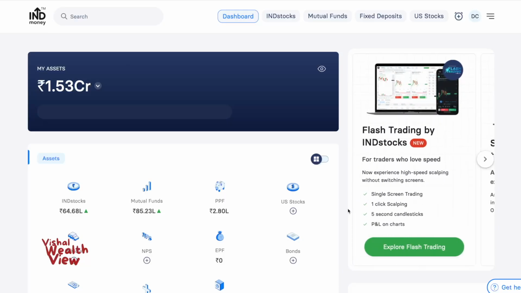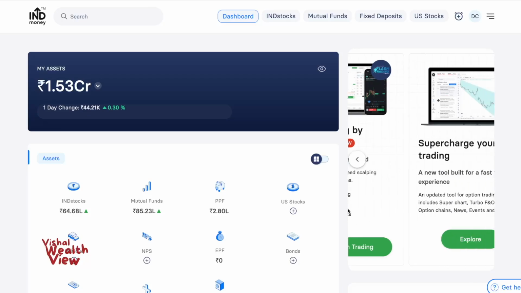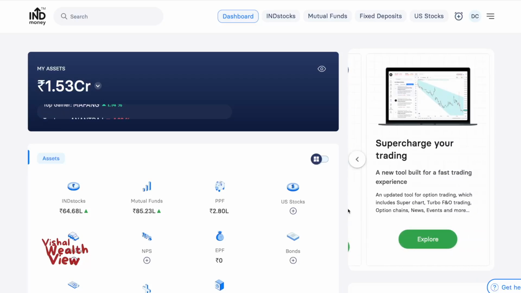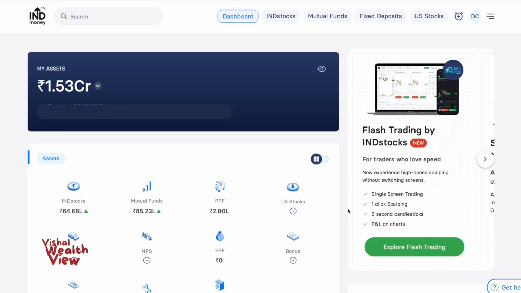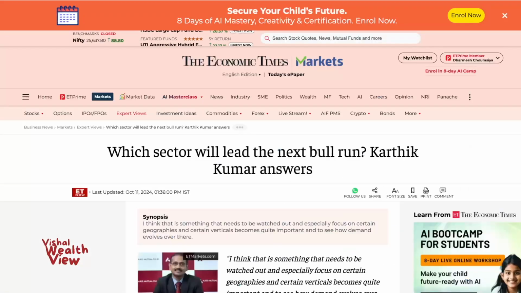Which sector will have the next bull run? This is a question that comes to the mind of every investor, be it retail or institutional. And a lot of factors like capital availability, government policy, and sentiments play a part in understanding where the next bull run might be happening.